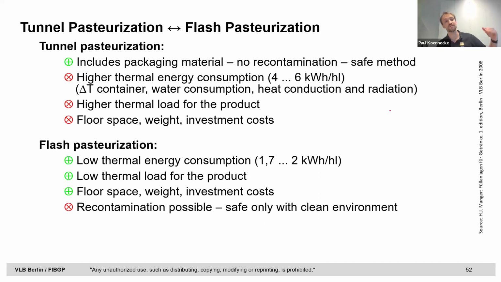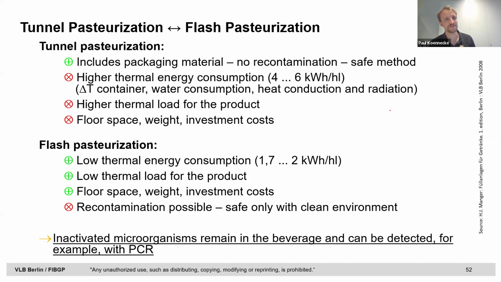That's basically the difference between those two methods. And just for when you have a quality control which is not really familiar with how pasteurization works, inactivated microorganisms are still detected when you use a PCR. So when your quality control says, "Oh, but there's so much DNA in your beverage, didn't you pasteurize?" Well, yes, you did, but the microorganisms remain in there. Of course, they're just inactivated.